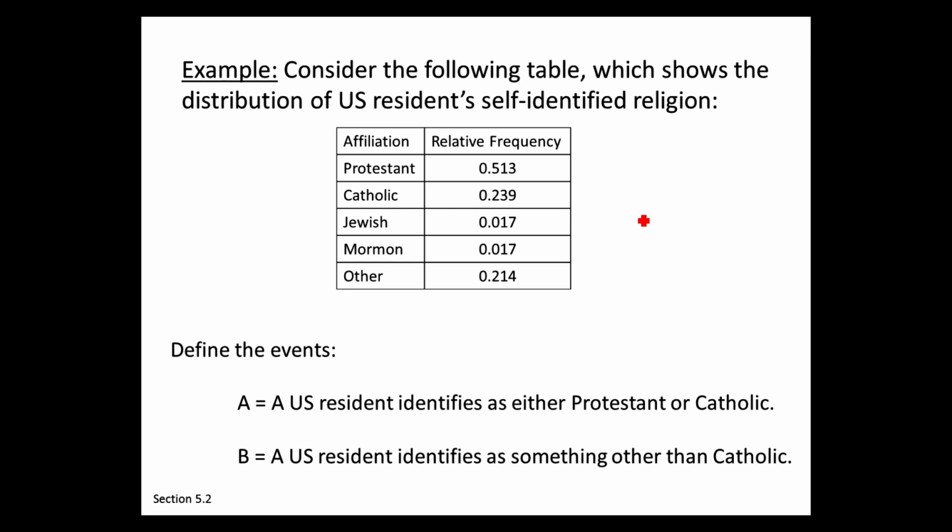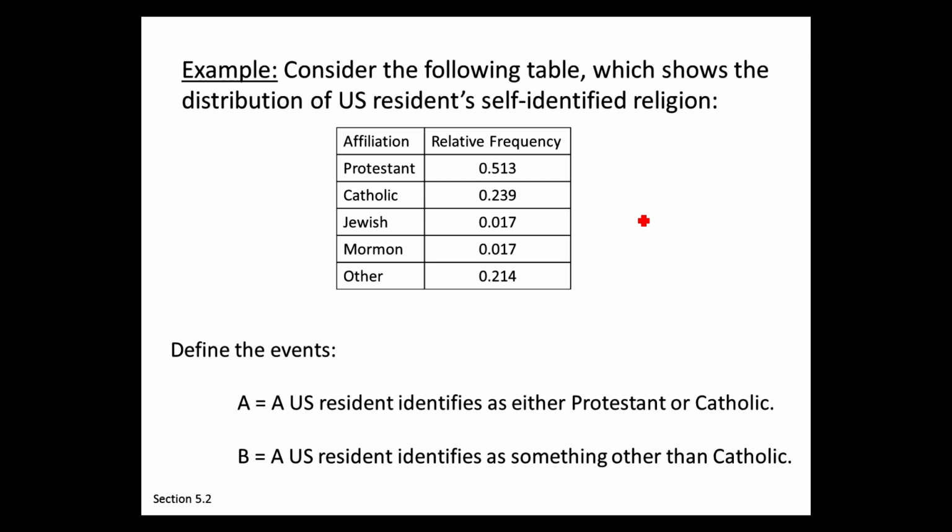You can calculate probabilities from a table. So this shows the distribution of resident self-identified religion. You have Protestants, Catholics, Jewish, Mormon, and other. Seems like these can't be the top ones, right? Because it seems like there'd be more. I think there's probably more Muslims than Jewish and Mormon people. But anyway, it doesn't matter actually. I don't know where this chart came from, but anyways.